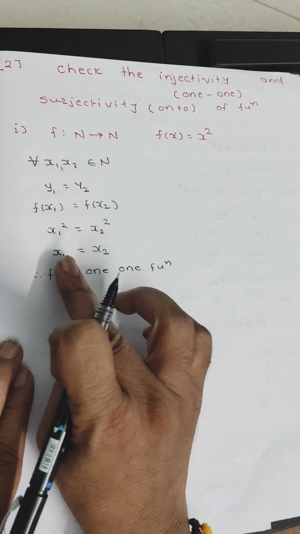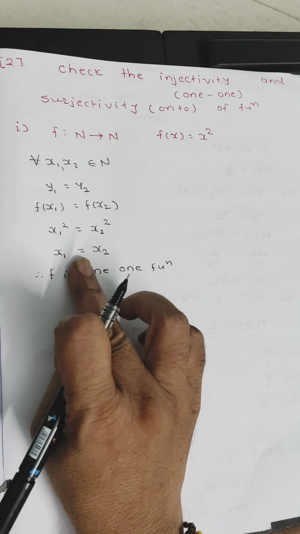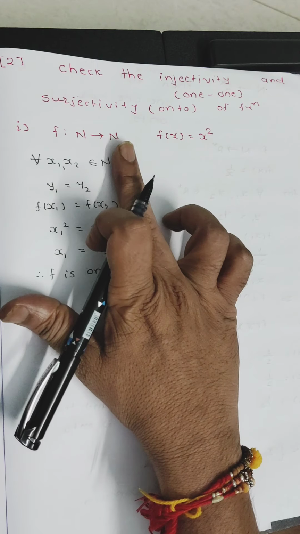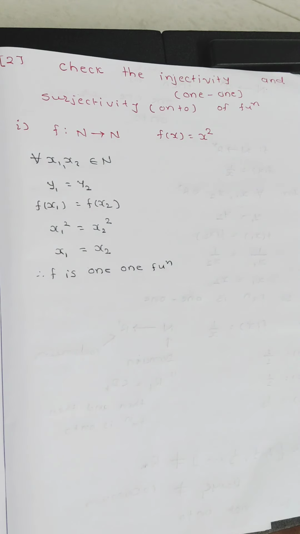But if it is Z to Z, then I have to write x1 is equal to plus or minus x2. But here the codomain is natural numbers, so negative numbers I cannot select, so it is a one-one function.